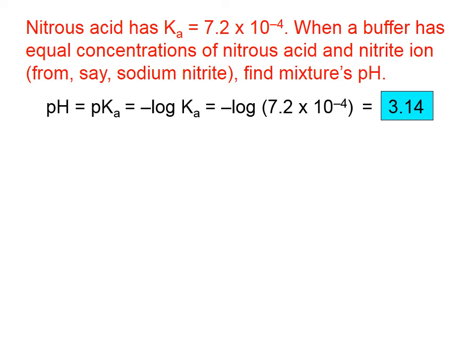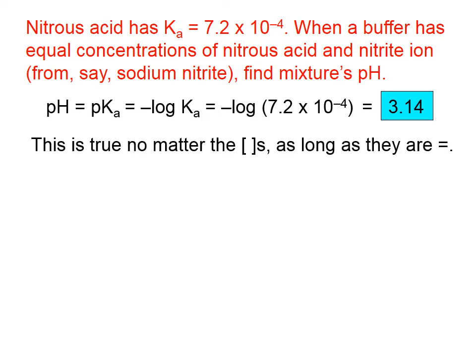not related to pi. This fact will remain true no matter what the concentrations of the nitrous acid and the nitrite ion, as long as they're the same. If the nitrous acid and the nitrite ion are both 0.1 molar, the pH will be 3.14. If they're both 0.5 molar, the pH will equal the pKa of the weak, 3.14. If they're both 1.25 molar, the pH will be 3.14.